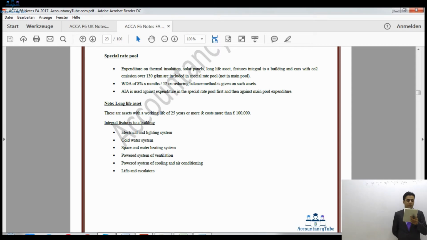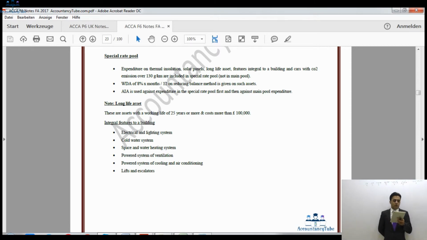Then it says special rate pool. If we have done certain expenditure on the building, if we have improved something in the building, those expenses will go into the special rate pool, where 8% per annum writing down allowance will be given. Normal writing down allowance in the main pool was 18% per annum, whereas in the special rate pool it is 8%.